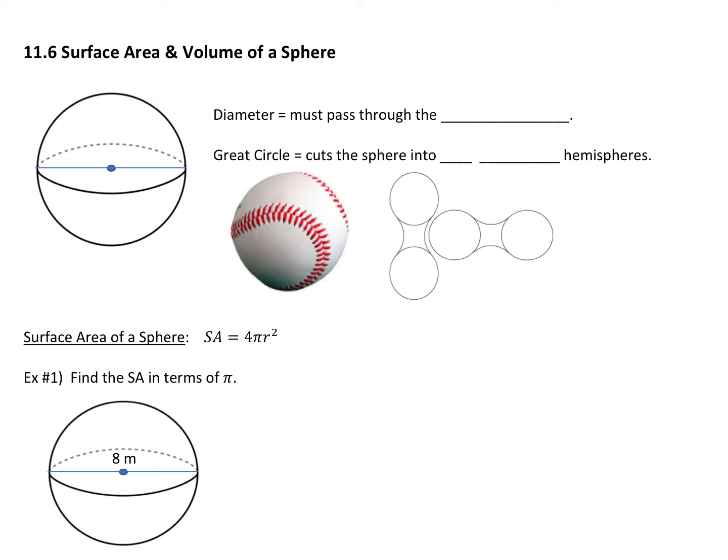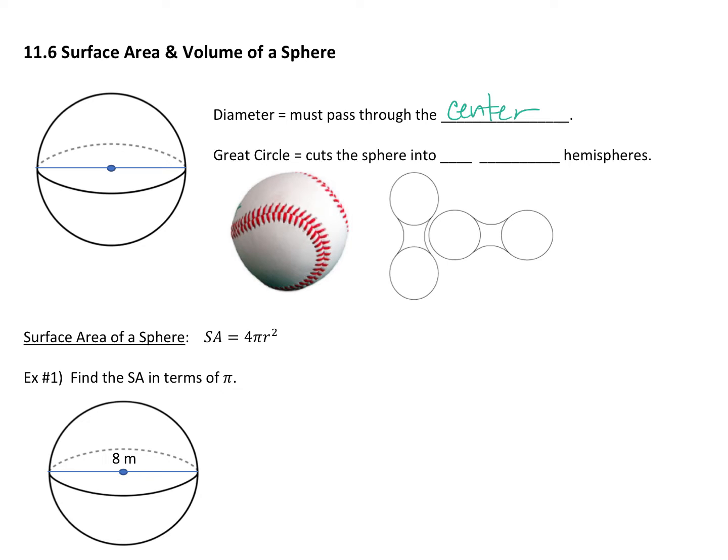11.6. So we are doing surface area and volume of a sphere. A sphere is a three-dimensional circle, right? Take a circle, make it three-dimensional, you have a sphere, okay? With a sphere, your diameter has to cut through the center of the circle, which maybe seems like a no-brainer, but if you were to draw something here, that's not a diameter. It has to go through the center of the circle.